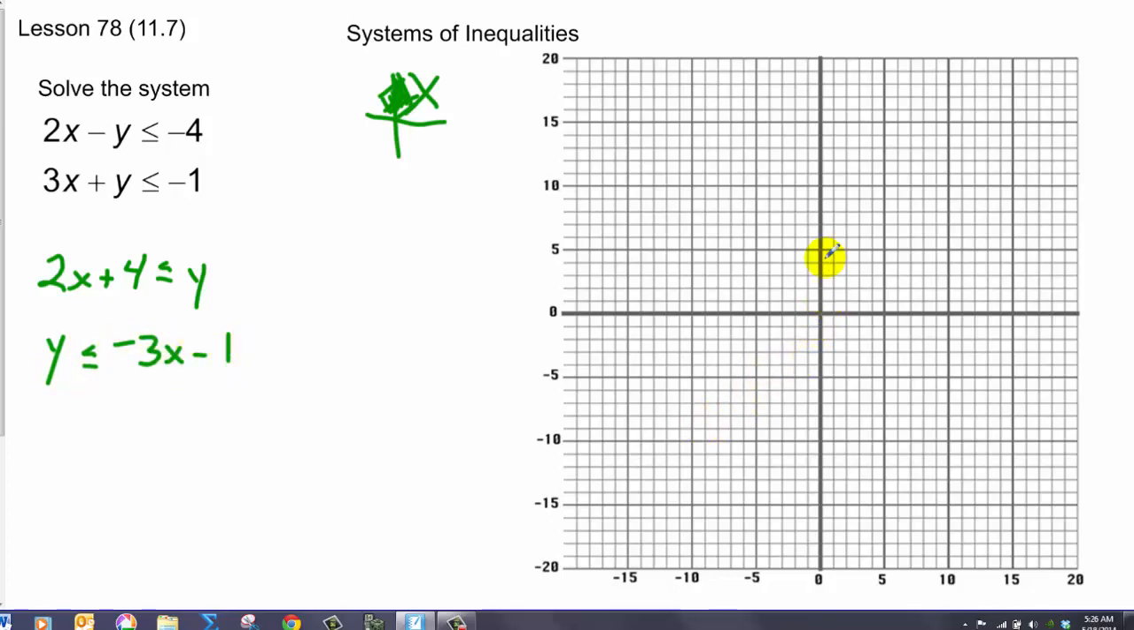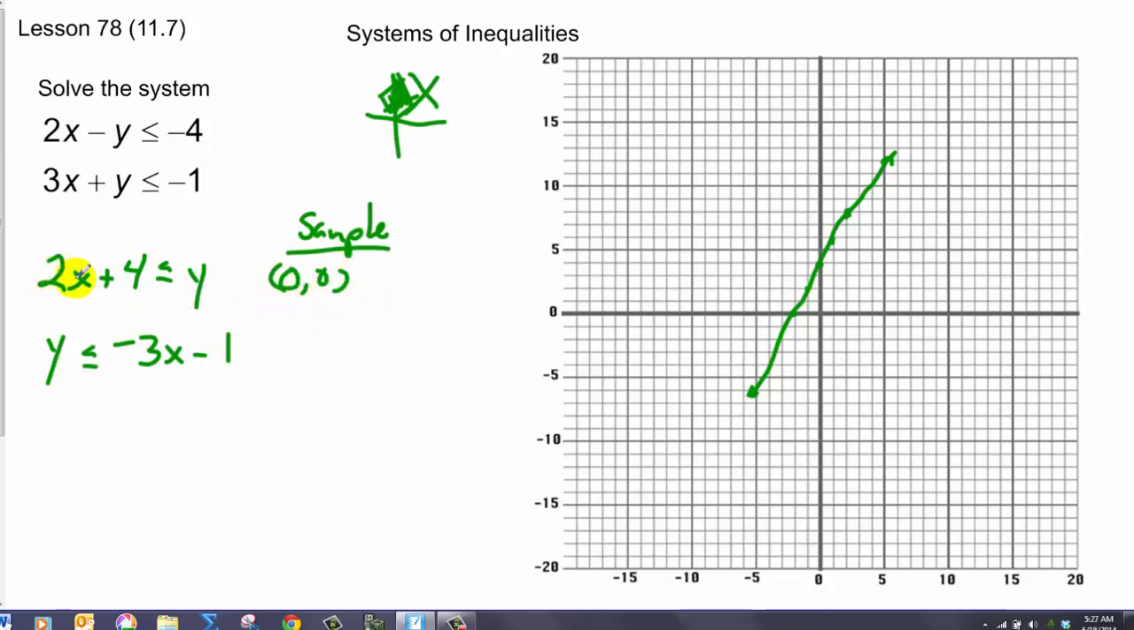Moving over to the graph, we go up to 4, rise 2 over 1. Connect all those dots. Here's our line. And now we have to shade. What I prefer to do is pick a sample point and see if the sample point is a solution for the inequality. I usually go with 0, 0, and then check to see if that works out.